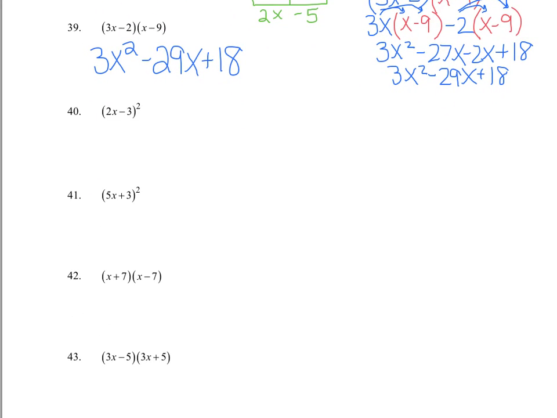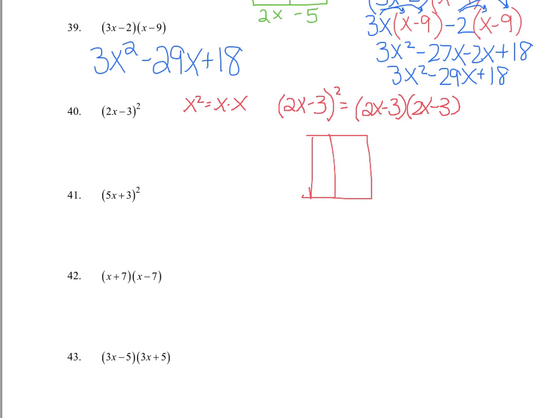Number 40 is 2x minus 3 squared. And we have this habit of wanting to distribute the square to each term, but that is wrong. My advice to you is always to remember, for instance, that x squared is x times x. So 2x minus 3 squared is 2x minus 3 times 2x minus 3.